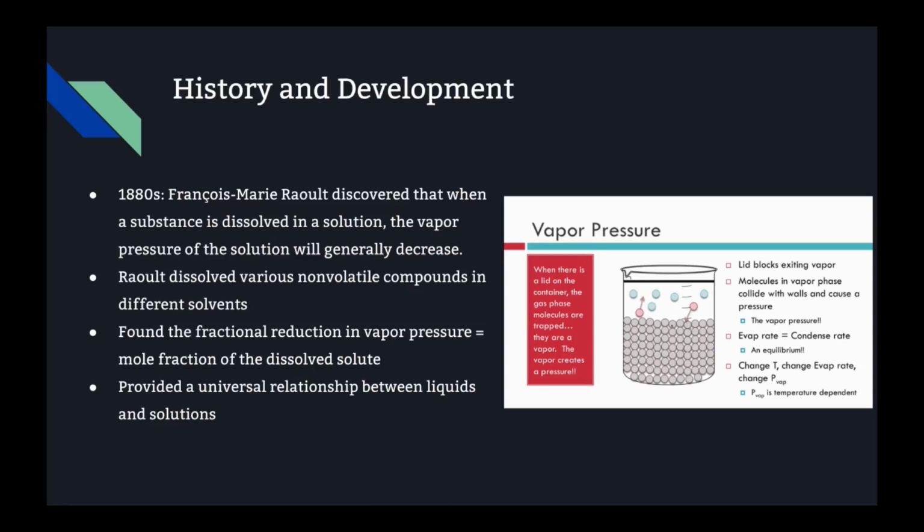History and development. In the 1880s, French chemist François-Marie Raoult discovered that when a substance is dissolved in a solution, the vapor pressure of the solution will generally decrease. Raoult dissolved various non-volatile compounds in different solvents, and he found that the fractional reduction in vapor pressure was equal to the mole fraction of the dissolved solute. This provided a universal relationship between liquids and solutions. Raoult conducted similar work regarding melting point reduction of a liquid based on dissolved substances.